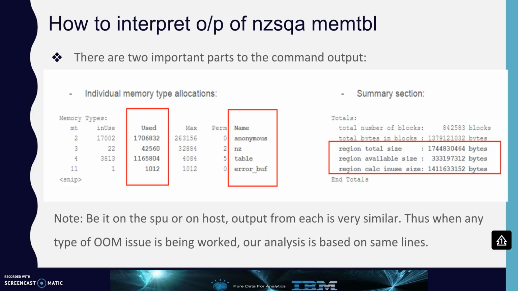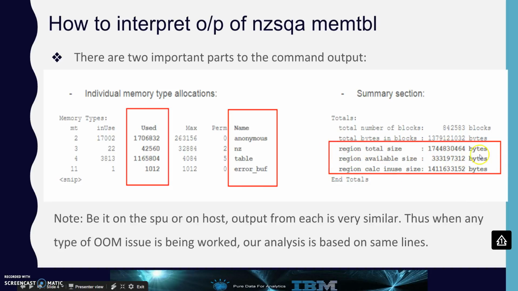Let's look at how to interpret the output from nzsqa memtable-sys or -all, because this is very important for our understanding to diagnose this issue. If you look at it, there are two sections. First is the summary section, and at the end it has details of the total available memories. The first section tells us how much memory is used under what mem type or mem name. It gives individual allocations. Whereas at the end, it gives the summary of what the total memory snapshot looks like.